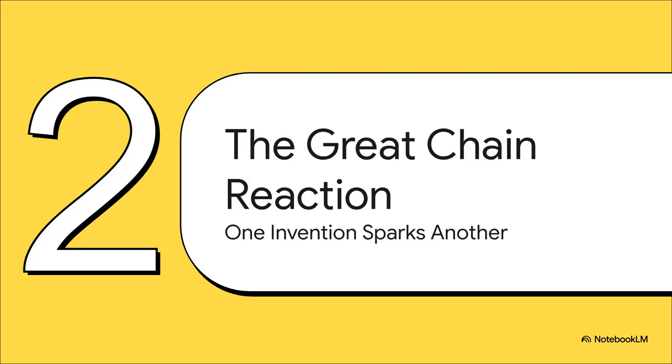Now we get to the real heart of the story, this amazing domino effect. See, the Industrial Revolution wasn't just one big invention. It was a chain reaction, where every single invention solved one problem, but created a brand new one. And that new problem, well, it sparked the need for the next invention down the line.